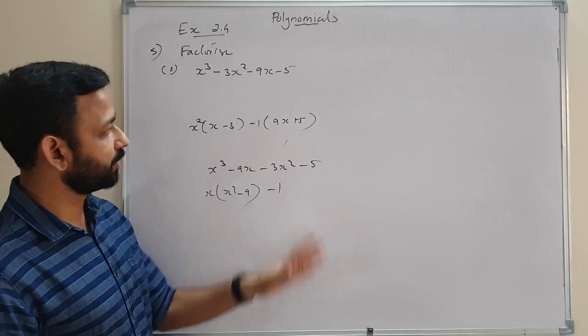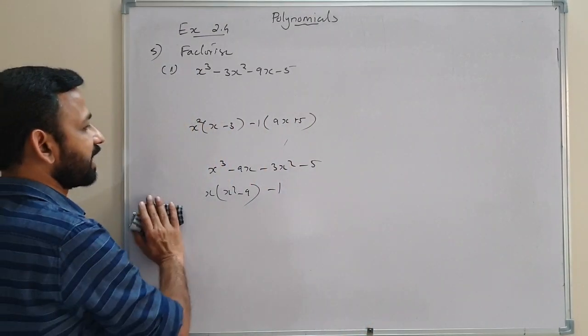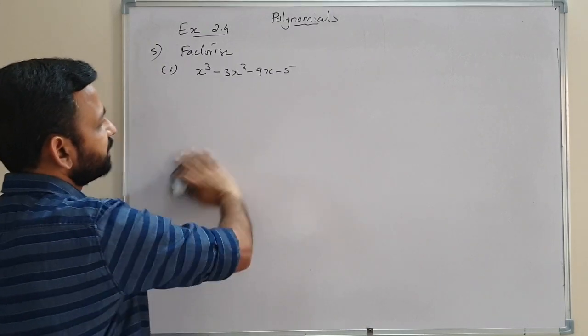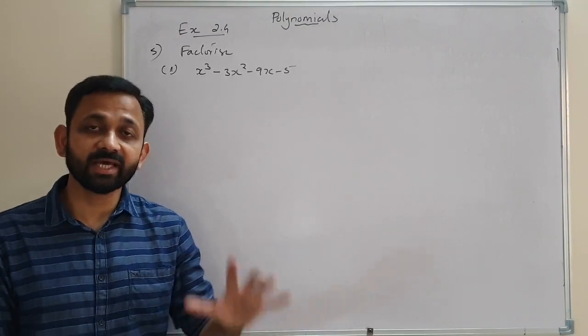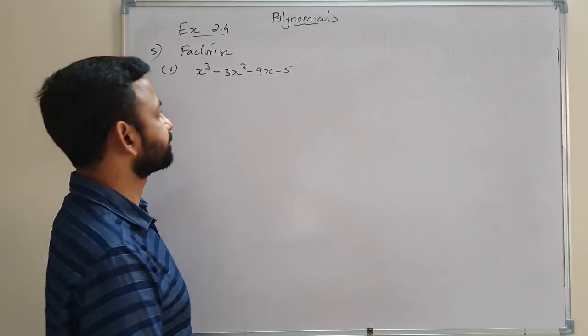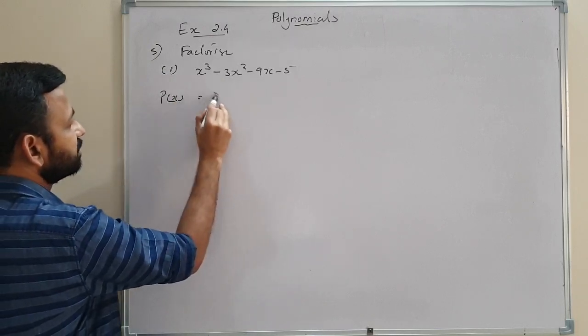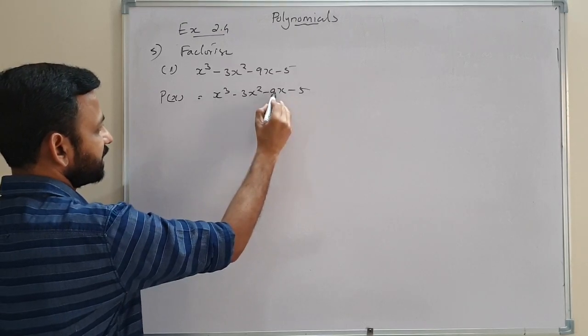So this is a cubic polynomial. When we get a cubic polynomial, first we will try to factorize it by the normal method. If it is not possible, then we will do it by the trial and error method. That method is lengthy. So the polynomial P(x) is equal to x cube minus 3x square minus 9x minus 5. That is the polynomial.